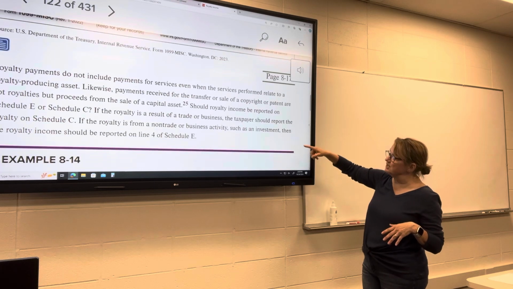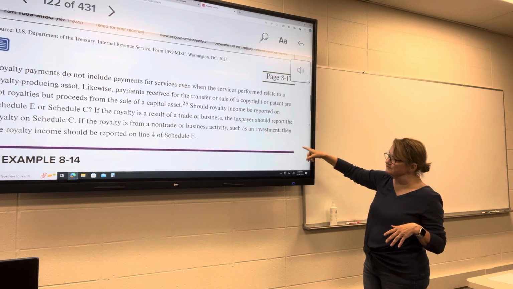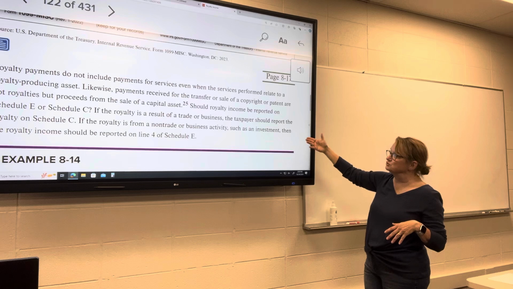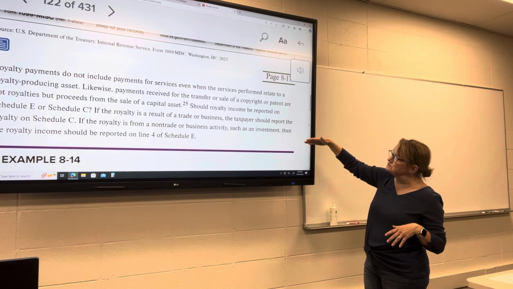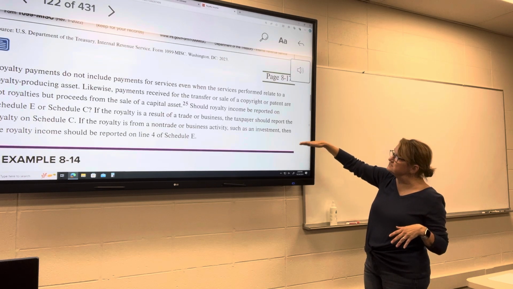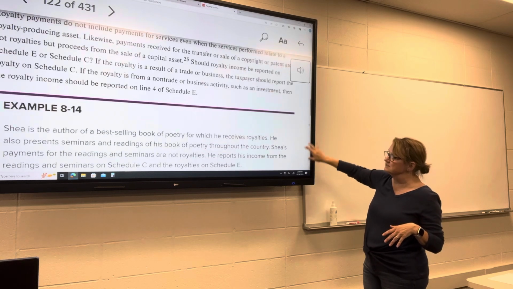If the royalty is from a non-trade or business activity, such as an investment, it would be reported on the Schedule E. If it's from a trade or business, then it's going to be reported on Schedule C.